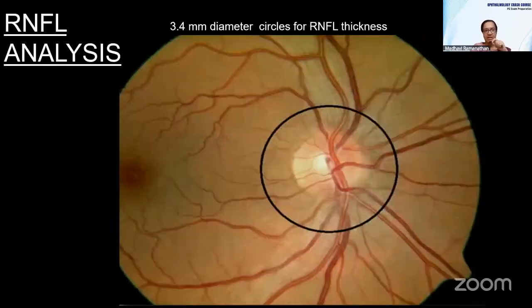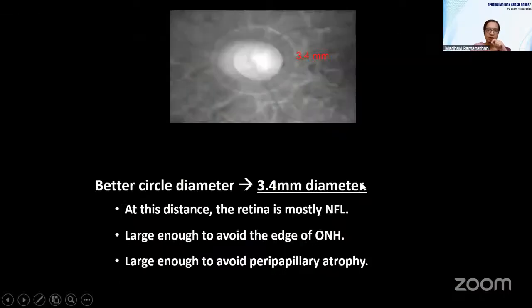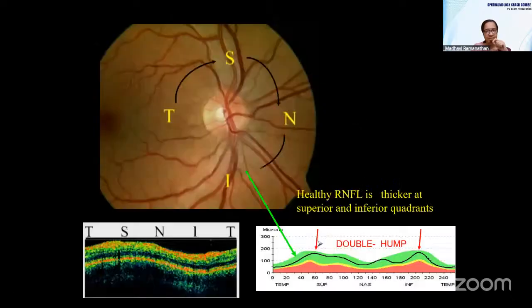So let us look at the retinal nerve fiber layer analysis. This is the calculation circle that is being done for the OCT, the 3.4 millimeter diameter circle. Inside this, all the calculations of the retinal nerve fiber layer happen. So why is this 3.4 millimeter diameter chosen? Because the retina at this area is mostly nerve fiber layer, and it is large enough to avoid the edge of the optic nerve head and also avoid the areas of peripapillary atrophy. This is measured in a clockwise fashion in the TSNIT pattern.